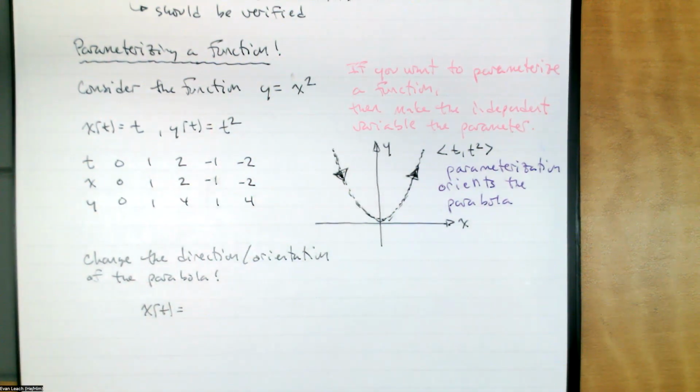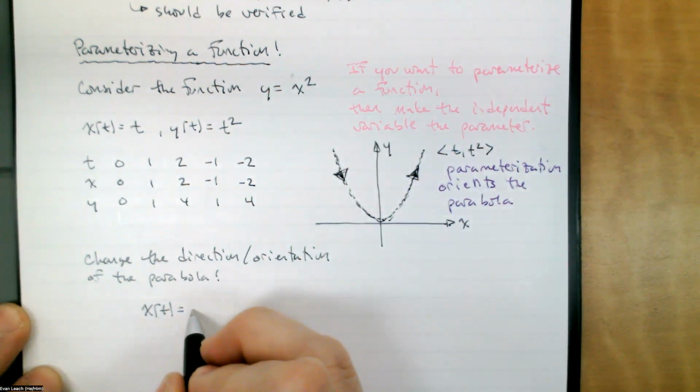If we want to change the direction or the orientation of our parabola, instead of going from left to right, we want to make it go from right to left. Just change your inputs.